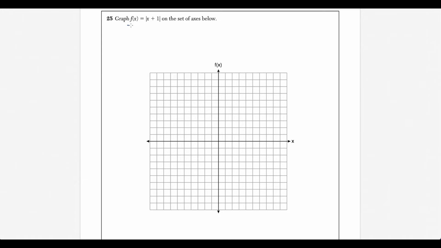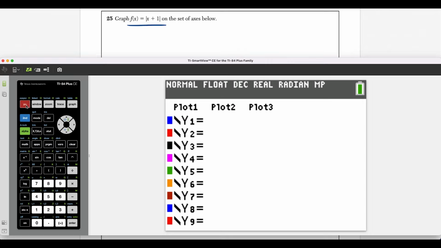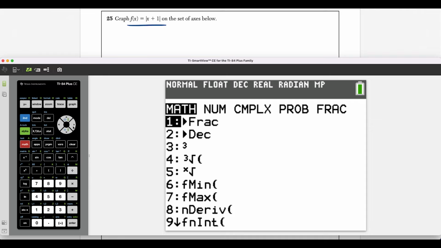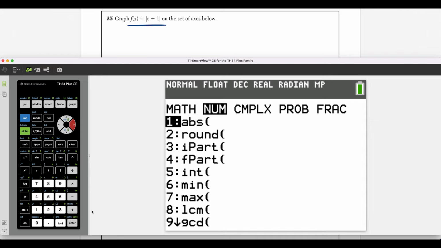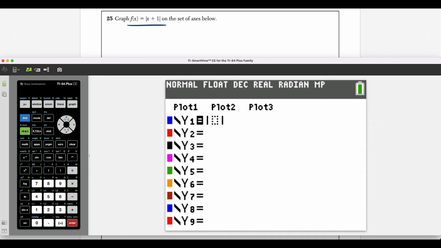Question 25, we're graphing this function here, and we could just use a calculator. Now, if you could do this in your head, then great, but we get a calculator, so why not use one? So here we want to graph absolute value of x plus 1. So we're going to press math, go to the right to number, and then ABS, option 1, is going to give us the absolute value, and we're typing in x plus 1 like this.